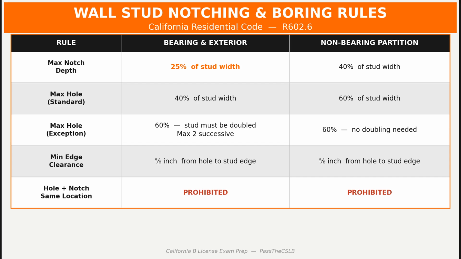No notches in the middle 1/3 of the span. 2 inches minimum clearance from any bored hole to the top or bottom edge. No holes and notches at the same cross-section. The bird's mouth, the combined seat and plumb cut where a rafter rests on the top plate, is an end notch. Its depth is governed by 1/4 of the rafter's actual depth.